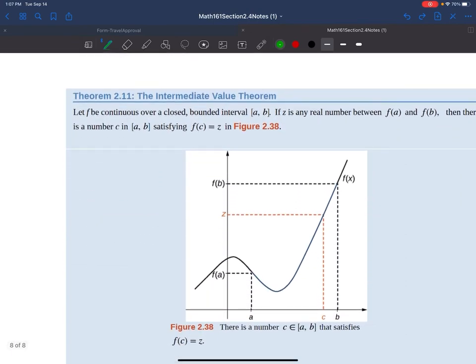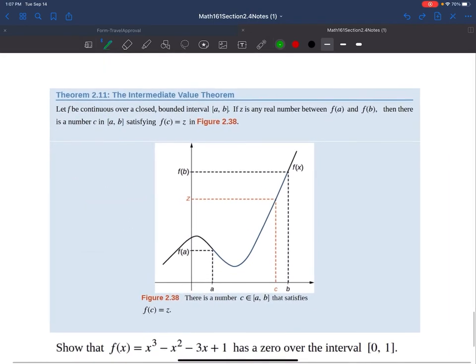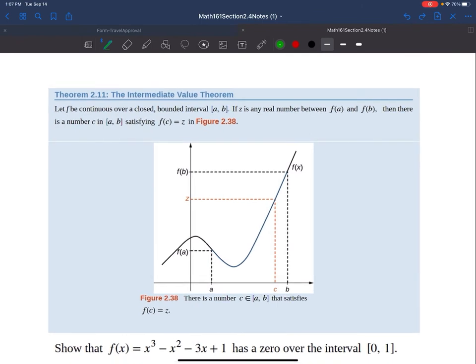All right. Intermediate value theorem. It seems challenging, but it's actually not that challenging once you understand the picture.